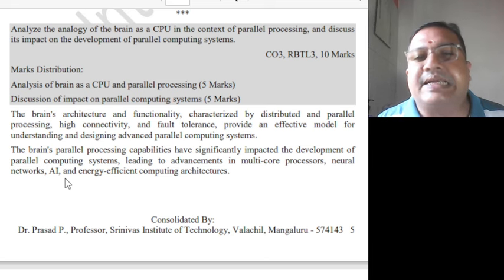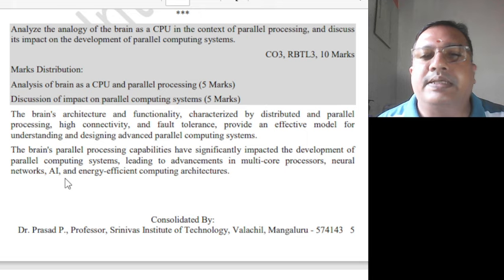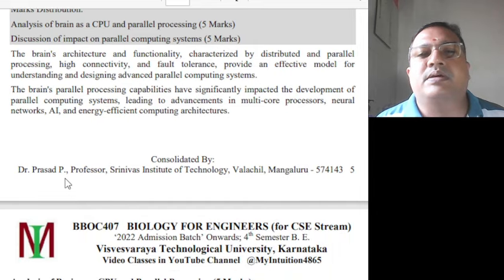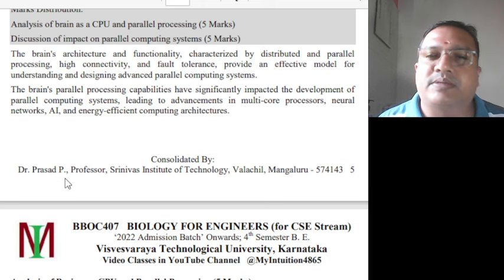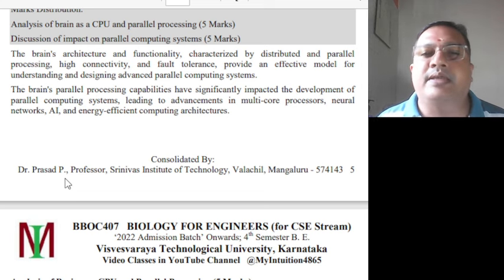The brain's architecture and functionality, characterized by distributed and parallel processing, high connectivity, and fault tolerance, provide an effective model for understanding and designing advanced parallel computing systems. The brain's parallel processing capability has significantly impacted the development of parallel computing systems, leading to advancement in multi-core processors, neural networks, AI, and energy efficiency.